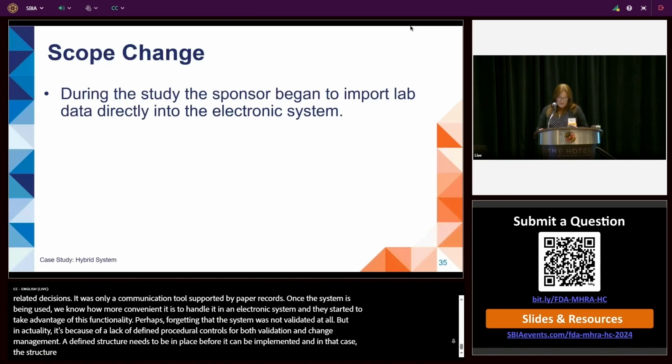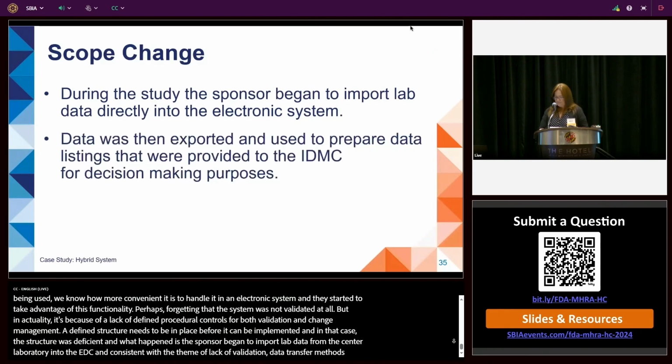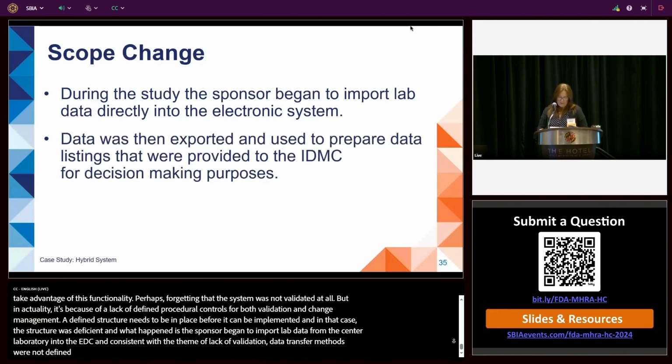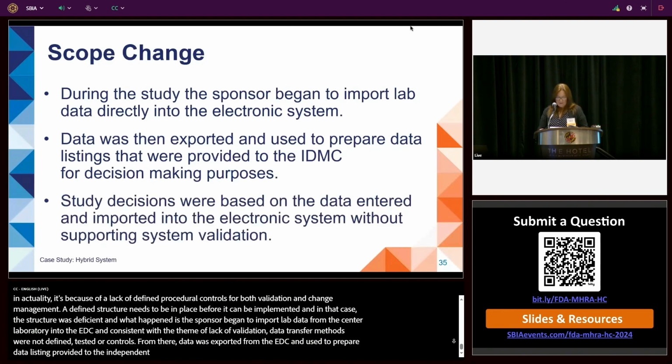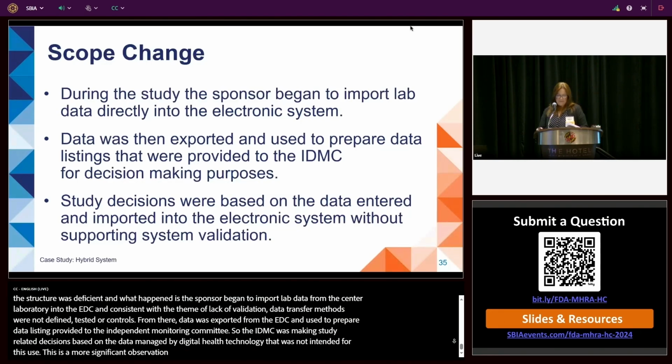And what happened was the sponsor began to import lab data from the central laboratory into the EDC, and consistent with the theme of lack of validation, the data transfer methods were not defined, tested, and controlled. From there, data was exported from the EDC and used to prepare data listings that were provided to the Independent Data Monitoring Committee. So the IDMC was making study-related decisions based on the data managed by digital health technology that was not validated for its intended use. This was one of the more significant observations noted during this inspection that required action from the sponsor.